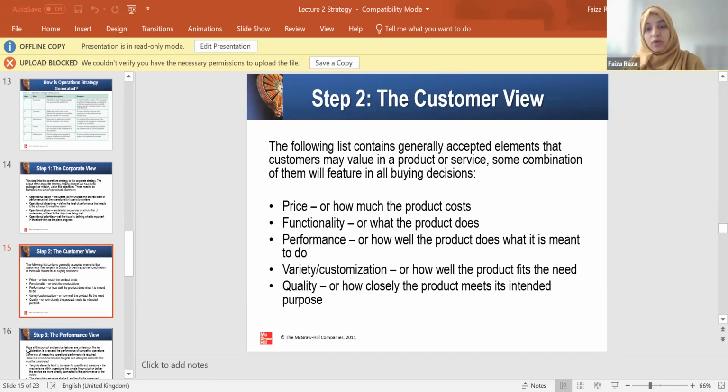Then functionality, or what the product does. Then performance, or how well the product does what it is meant to do. And then variety and customization, or how well the product fits the need. Then quality, or how closely the product meets its intended purpose.